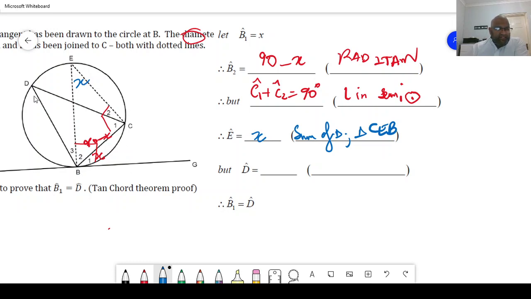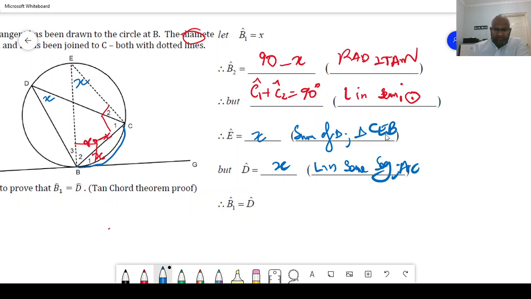But angle E is x and angle D is also equal to x. Why? Because angles in the same segment. Can you see that? Here's your butterfly, okay? Or for those of the boys, the bow tie. So that is angles in the same segment. So angle D is x. We say angle in same segment, and that is coming from arc BC.